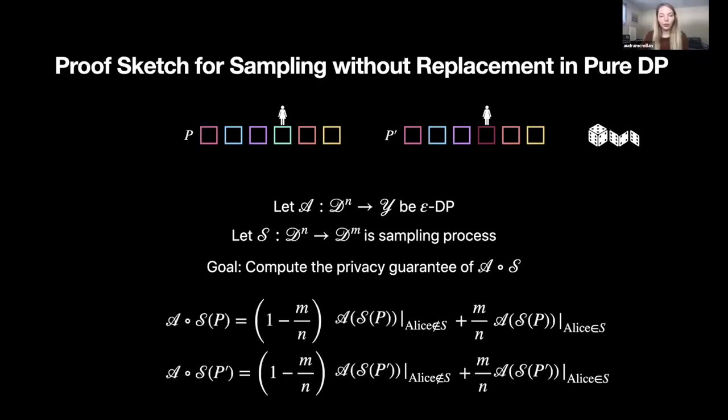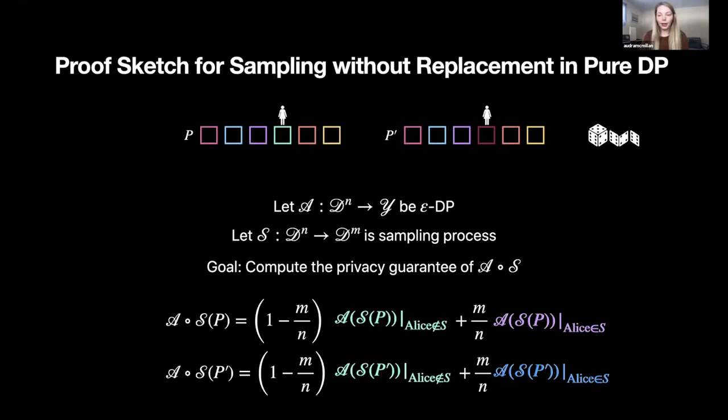Okay, so note that I can decompose this on input P as 1 minus m over n times the conditional distribution of Alice not being in the sample. This is the probability that she's not in the sample, plus m over n times the conditional distribution if she is in the sample. And I can do the same thing for P prime. And now notice that these first two distributions are the same. When she is not in the sample, P and P prime are identical. And of course, when she is in the sample, it's slightly different.